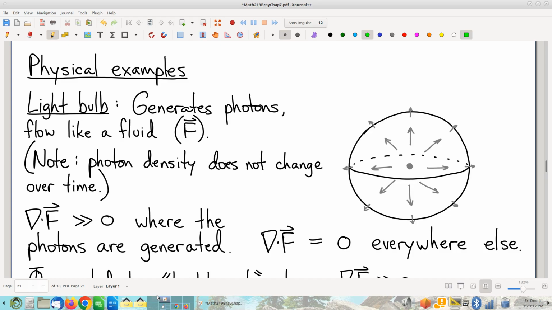Okay, so here's where we were last time. We were talking about some physical examples. I like to call these metaphors. These are physical manifestations of what the divergence theorem is talking about.